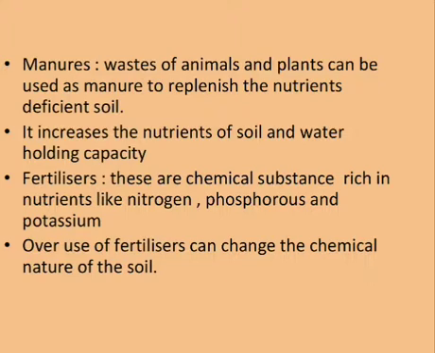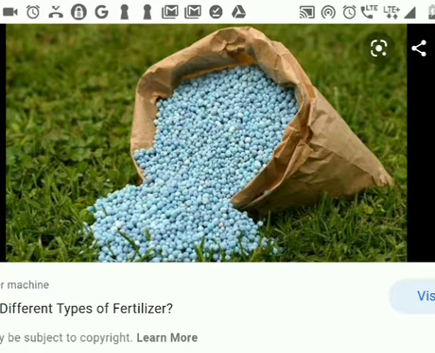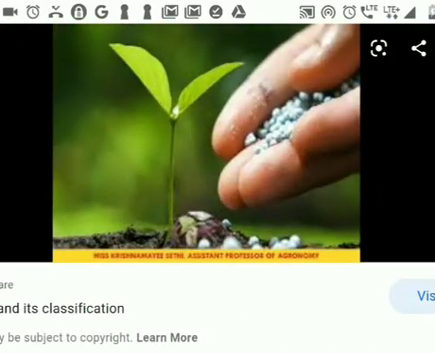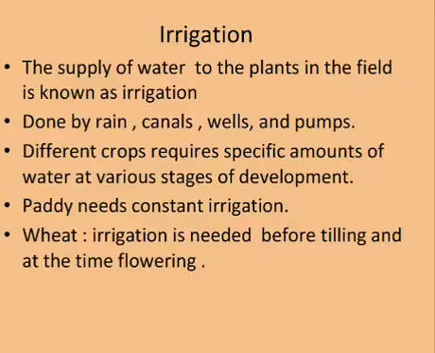Fertilizer. These are chemical substances rich in nutrients like nitrogen, phosphorus and potassium. Fertilizers are products produced in factories and are easier to store and transport as compared to manure. Being soluble in water, they are readily absorbed by plants. But overuse of fertilizer can change the chemical nature of the soil.